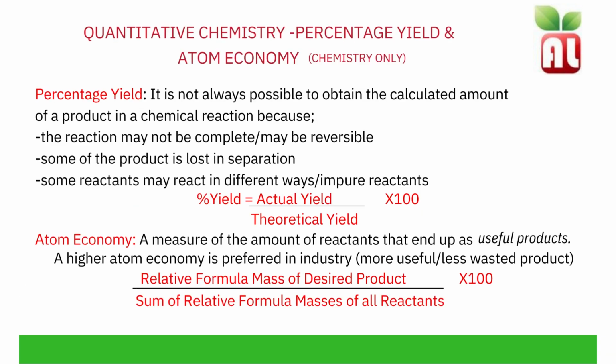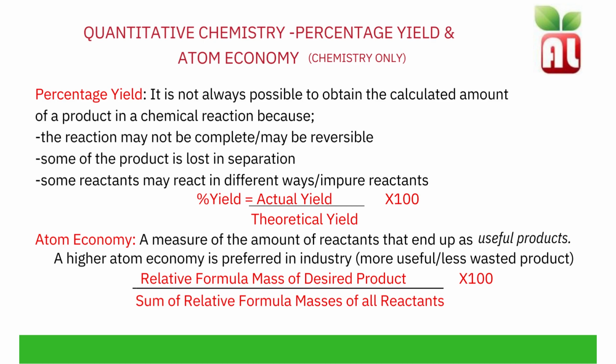Percentage yield and atom economy. Percentage yield. It is not always possible to obtain the calculated amount of a product in a chemical reaction. This may be due to the reaction not reacting completely, or it may be reversible. Some of the product is lost in separation, remaining on the equipment, or some reactants may react in different ways, or the reactants are impure, so side reactions occur.